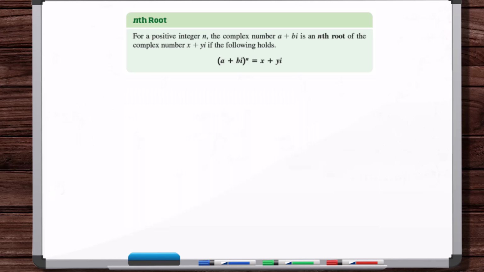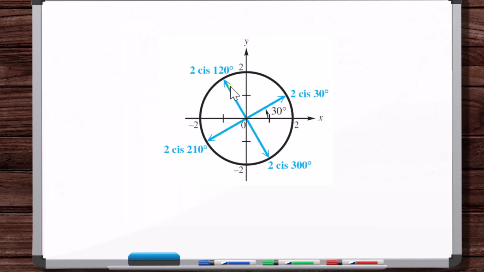Here's an example of a fourth root, and you can see they're all spaced 90 degrees apart. All you have to do is find that first angle, and then you know the rest are 90 degrees apart.